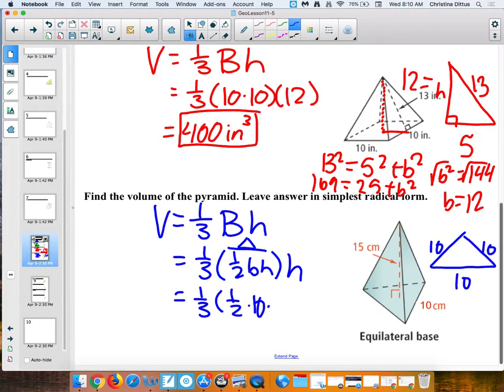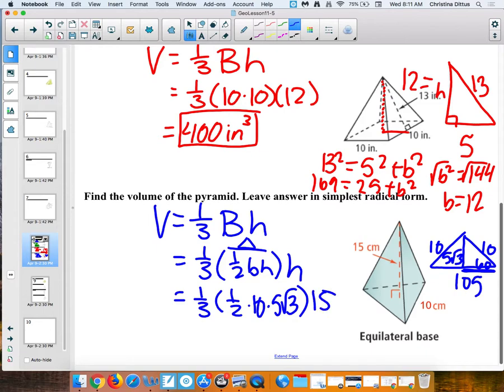What are the angles in equilateral? 60. I need to find my height. What's this guy? So what's my height? 5. Questions there? Okay, so my height of my triangle is 5 square root of 3. What's the height of my whole pyramid? 15. Yep. Goes from my tippy top down to my base with the right angle.